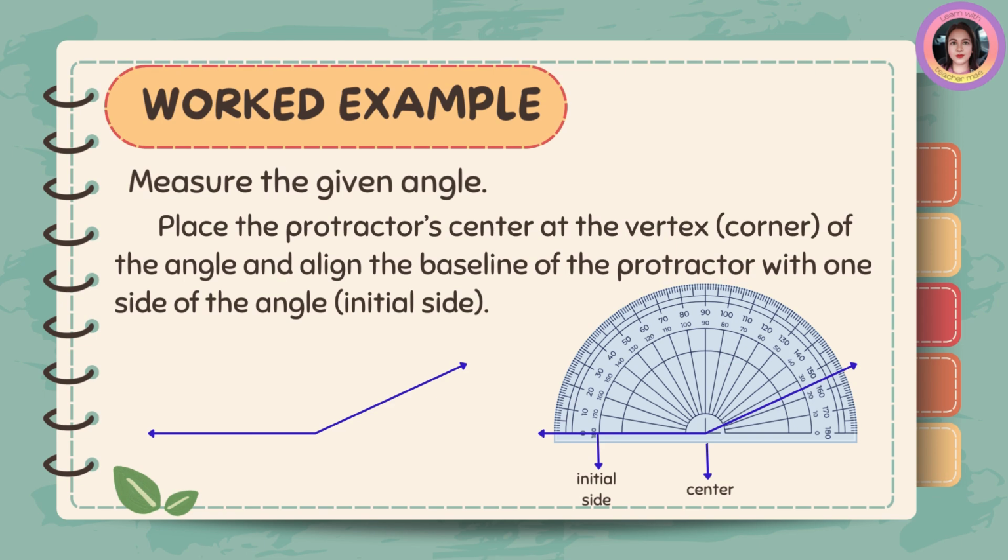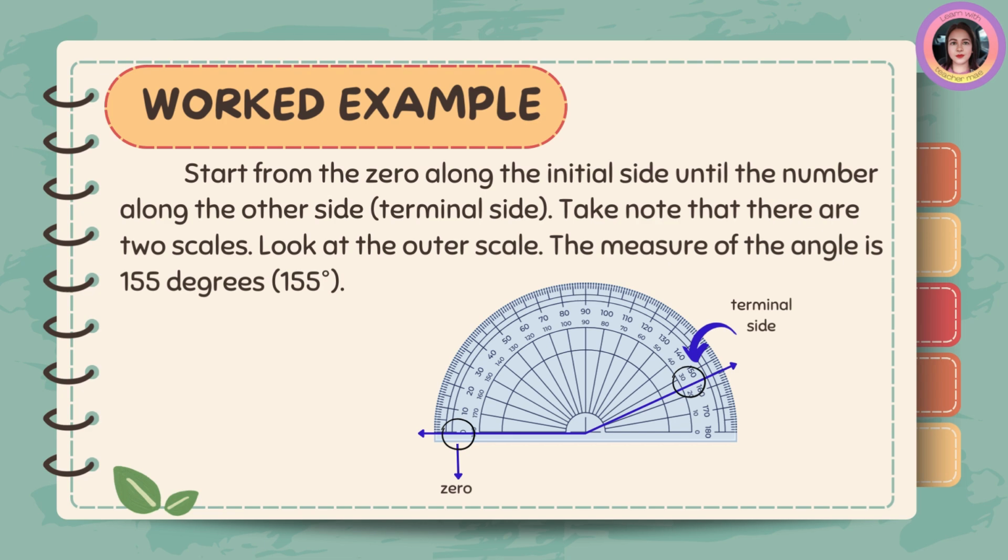Measure the given angle. Place the protractor center at the vertex or corner of the angle and align the baseline of the protractor with one side of the angle or the initial side. Start from the zero along the initial side until the number along the other side or the terminal side. Take note that there are two scales. Look at the outer scale. The measure of the angle is 155 degrees.